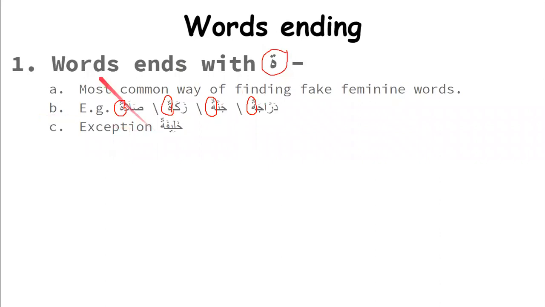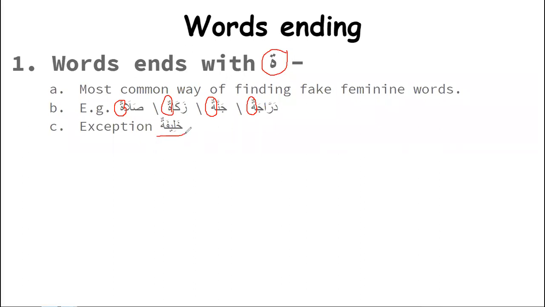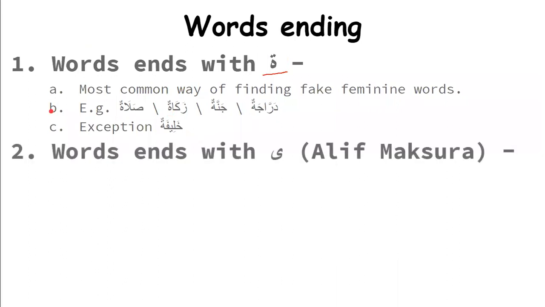Okay, so every rule has some exception, and there is always room for exception. Like khalifa is not actually feminine, because khalifa can never be female, right? Khalifa is a man, so it's considered masculine. It's just common sense. Sometimes some tricky word will come, you don't have to worry about that. Other than that, if you find ta marbuta at the ending, that's considered feminine. Okay, don't think about the exception right now.